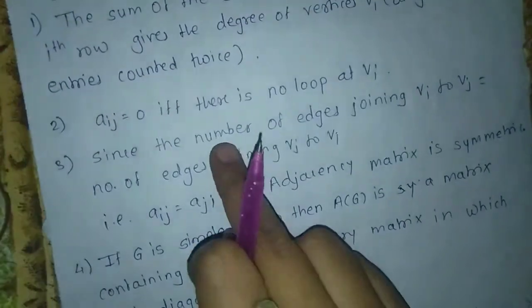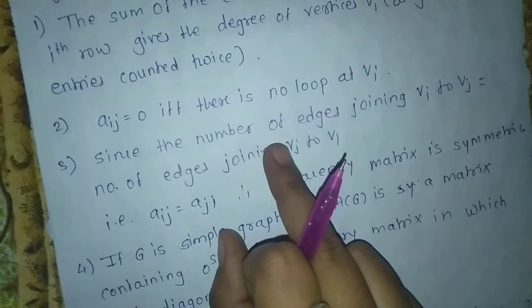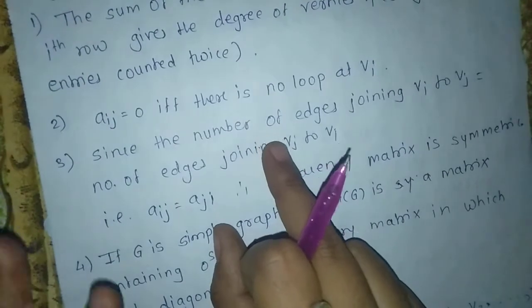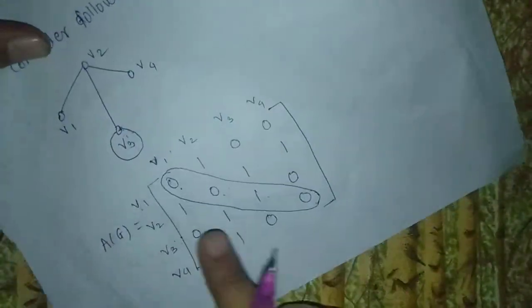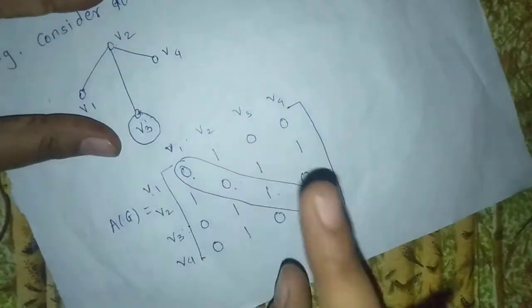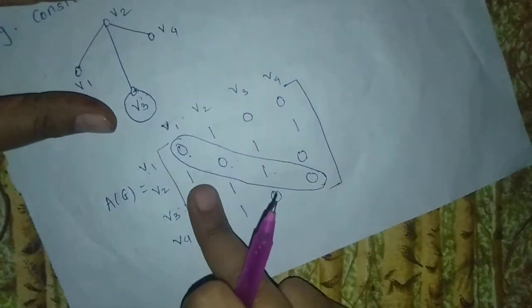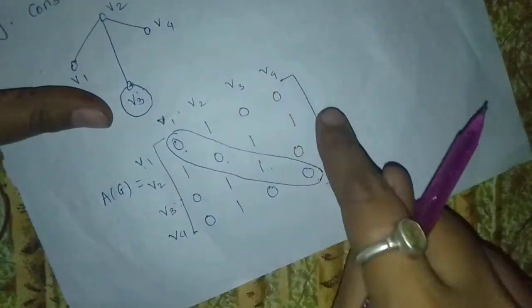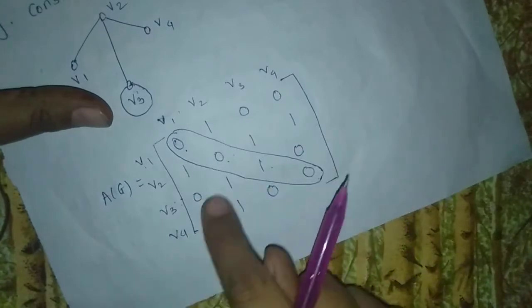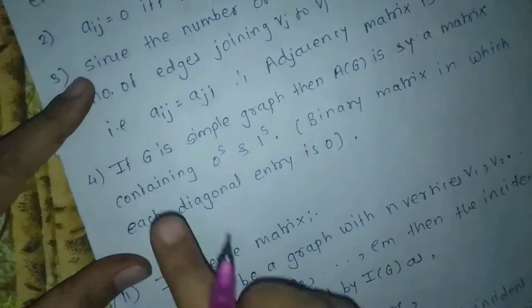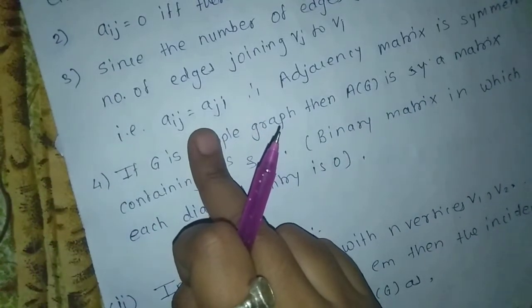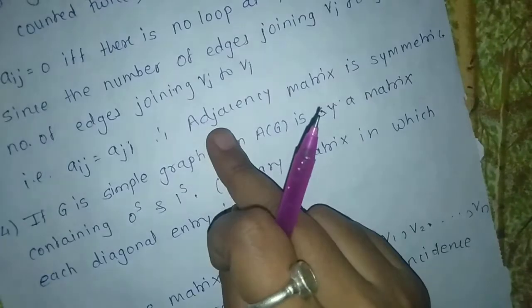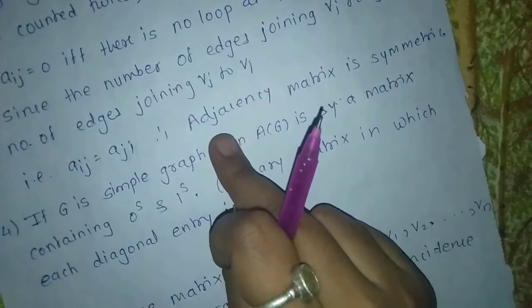Third observation is, since the number of edges joining Vi to Vj is equal to the number of edges joining Vj to Vi. Here you can see that the number of edges between V1 to V2 is 1. Also V2 to V1, 1. Similarly V3 to V4, 0, or V4 to V3, 0, and so on. So Aij is equal to Aji, and this is nothing but the condition of a symmetric matrix. Therefore the adjacency matrix is symmetric.